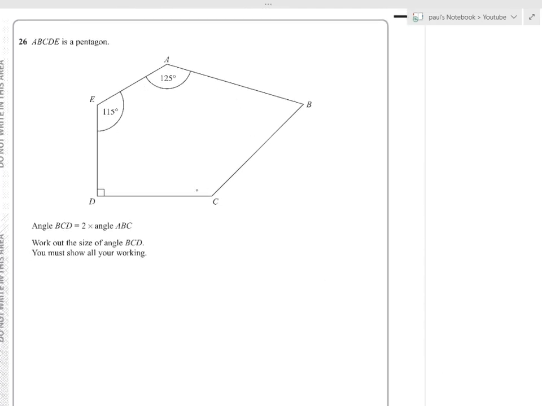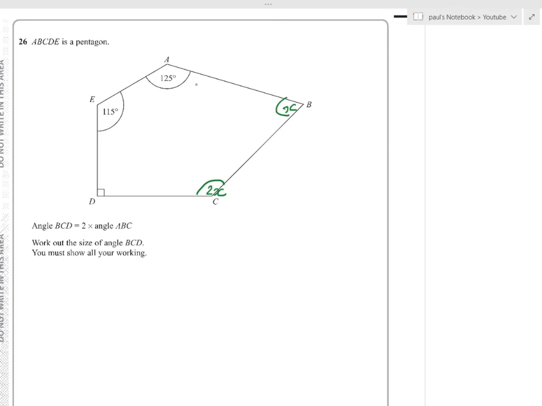Oh, here's a pentagon. Angle BCD is 2 times the angle ABC. So whatever that is, that's x, and that's 2x. Work out the size of angle BCD.